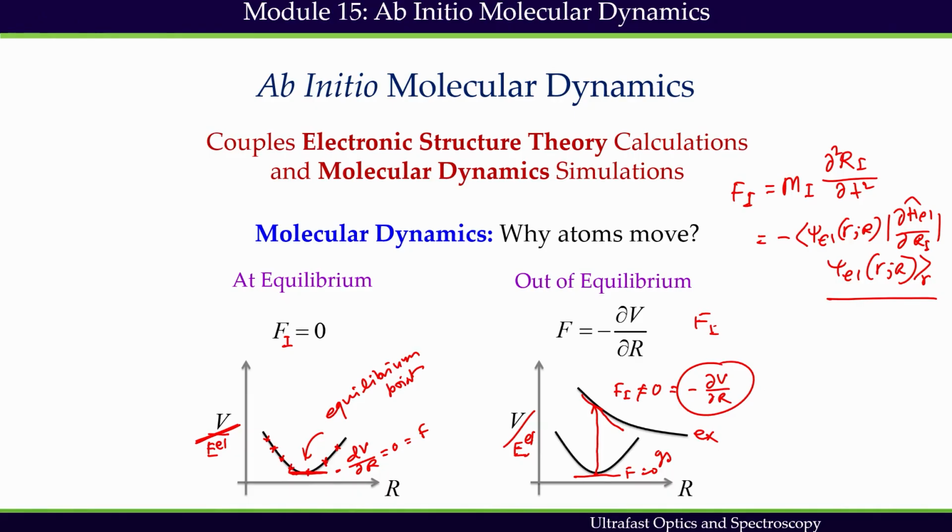So in this figure, we are showing that at a point, let's say A, atoms of the system will not move. But at point B, atoms should move because the system is out of equilibrium.